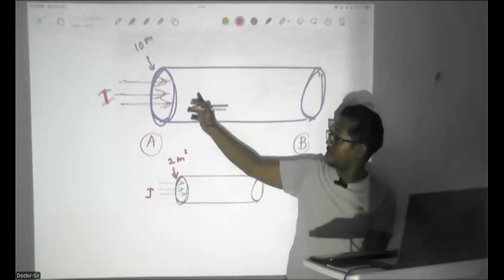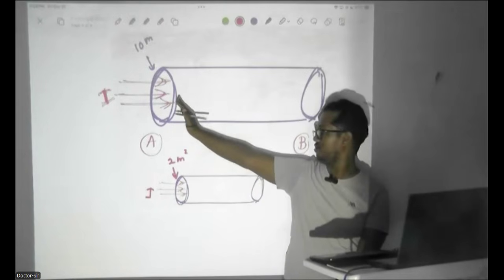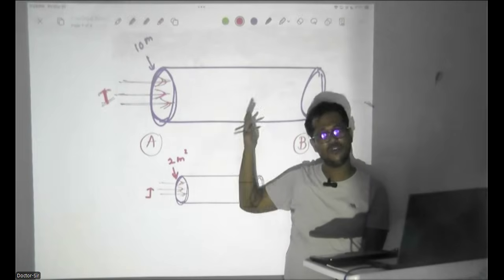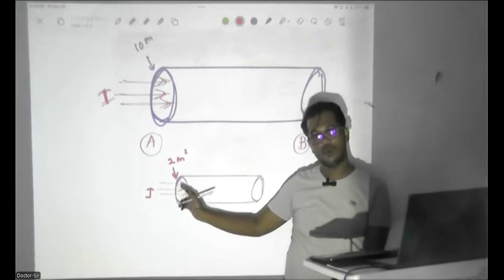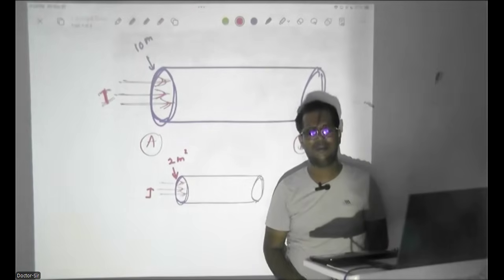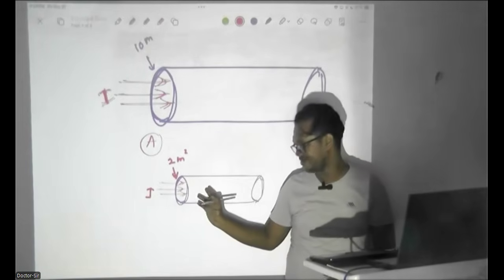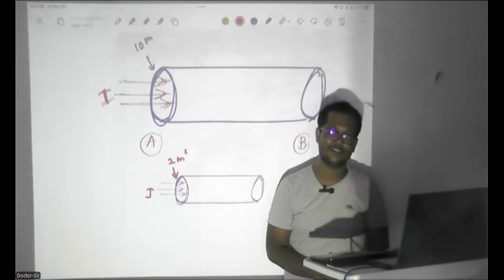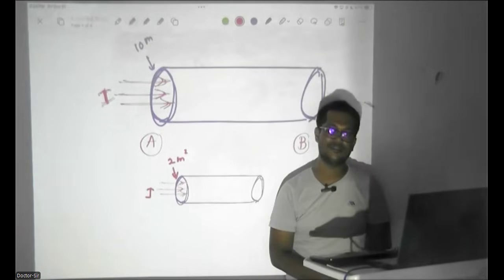This one has a very large surface area. Anyone can even pass a ring through this, right? The large surface area, so less resistance. Here, small surface area, a ring cannot pass through, it will tear, right? So small surface area, high resistance. So surface area and the resistance are inversely proportional.